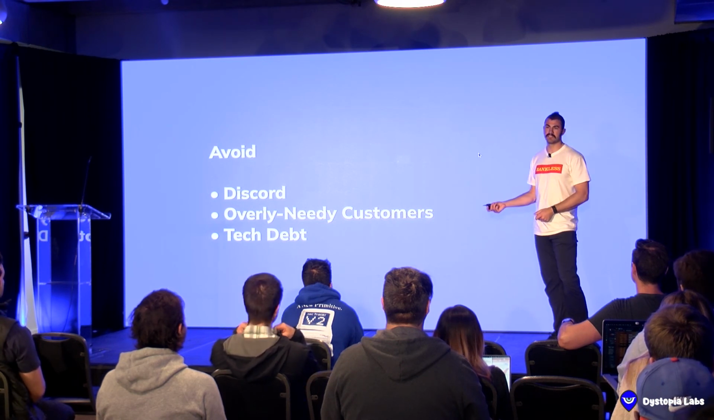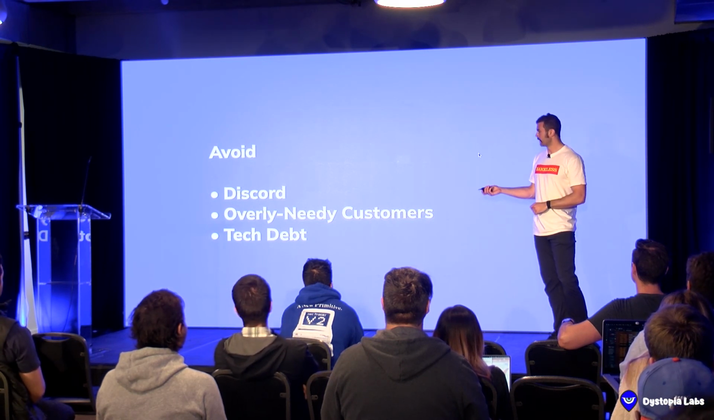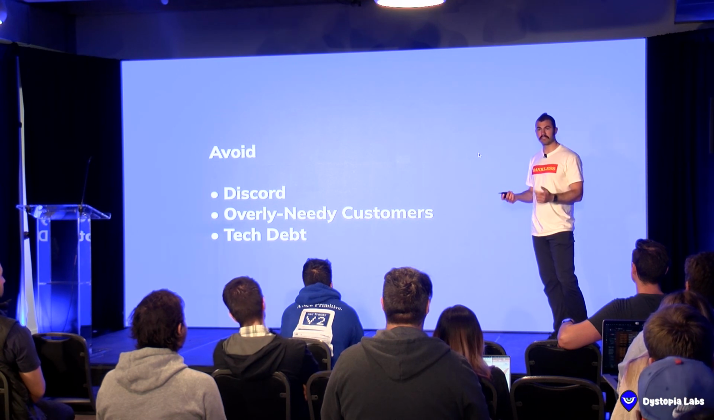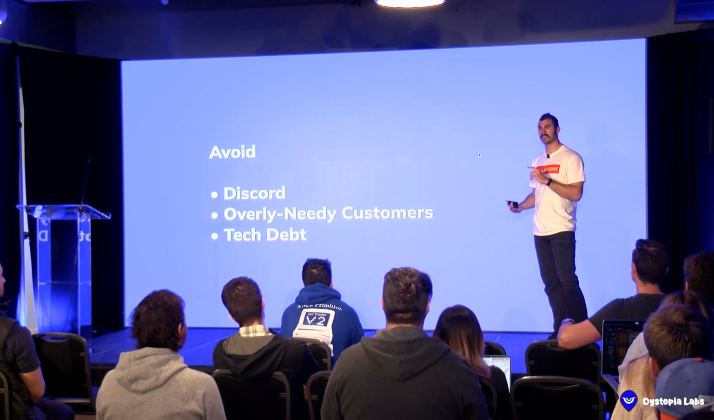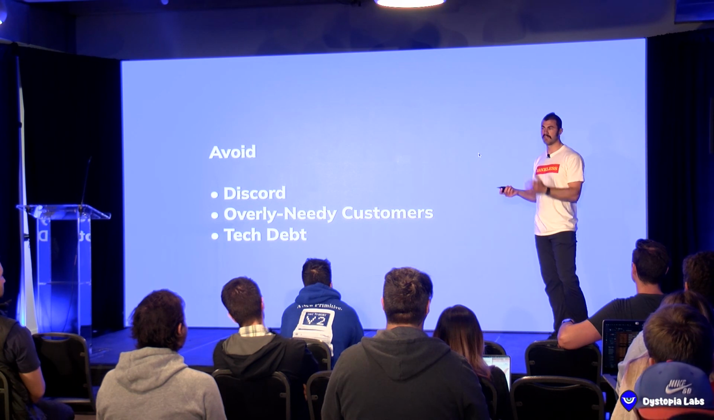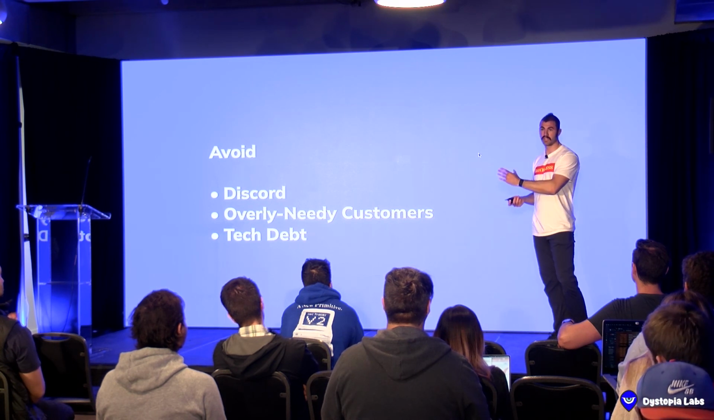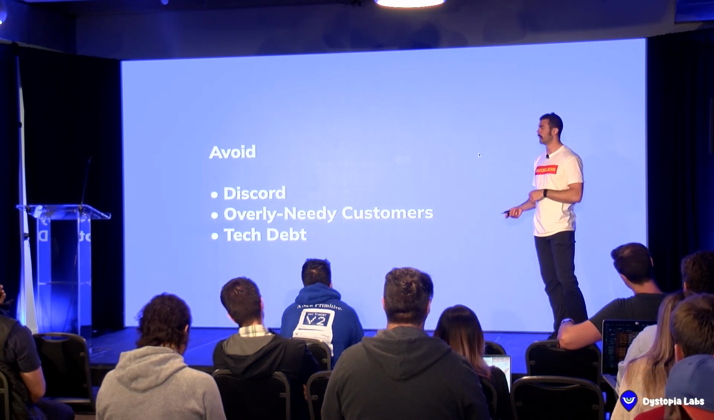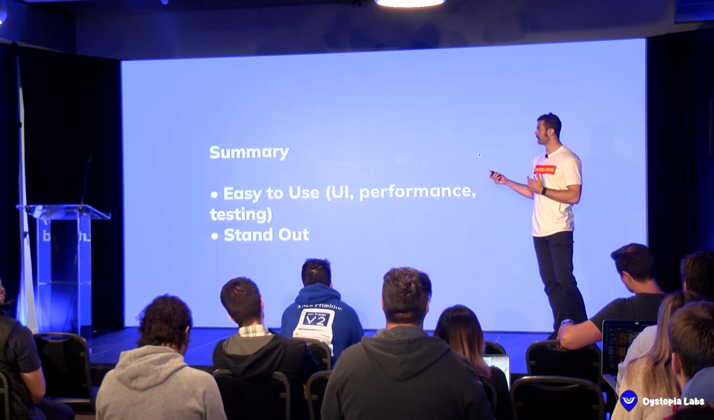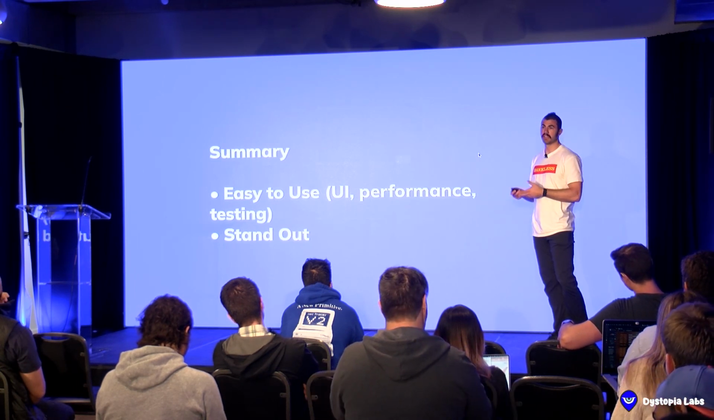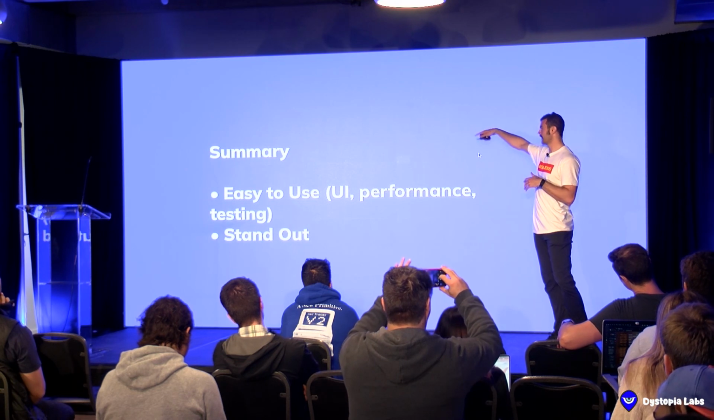Avoid the overly needy customers. We talked about this with the pricing. Avoid tech debt. I skipped some of those slides, but make sure you're adding tests, strongly typed code base, whatnot, as you scale up. So again, this talk was more about the origins of the starting of a company, but that really matters as you scale up and grow. And then the summary of what you to do correct. Make it easy to use. Make sure that the UI is clean. We talked about the colors and the borders.